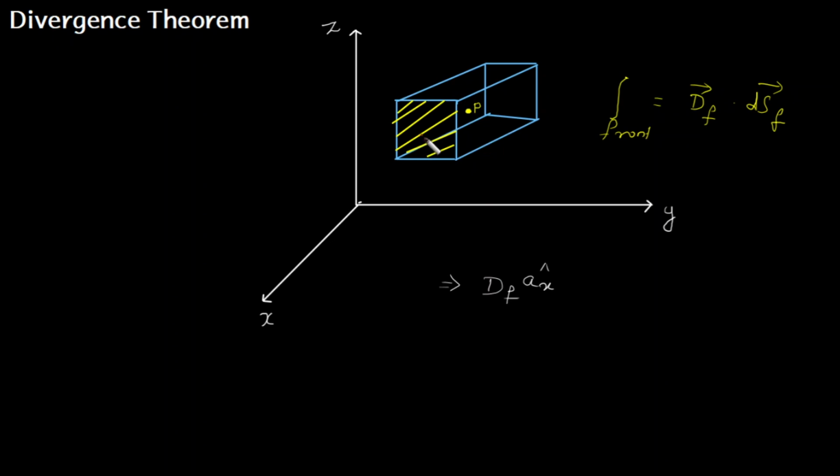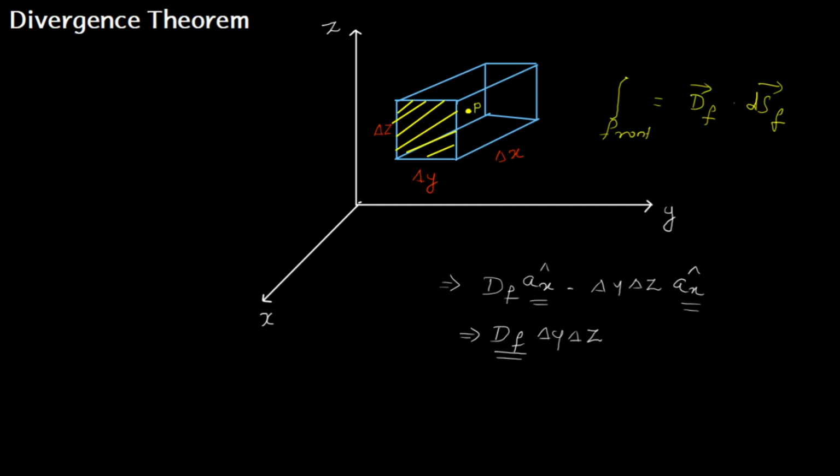Similarly, how can we write dSf? dSf can be written as the surface area of this particular front surface, this side into this side, and again the direction is normal to the plane, so it will be ax cap again. So I can write this as delta y delta z ax cap. I'll label it: this side can be delta y, this side can be delta z, and this can be delta x. Now ax cap dot ax cap will be 1. So I can write this equation further as Df delta y delta z.